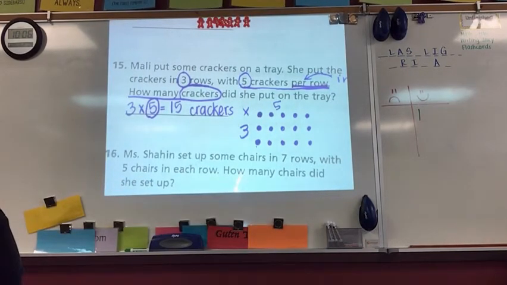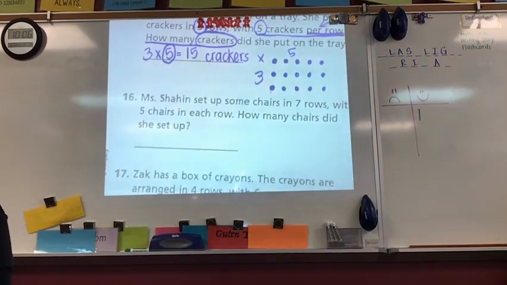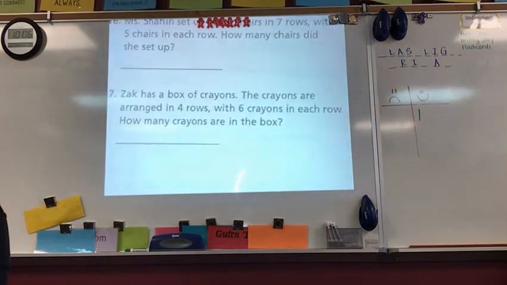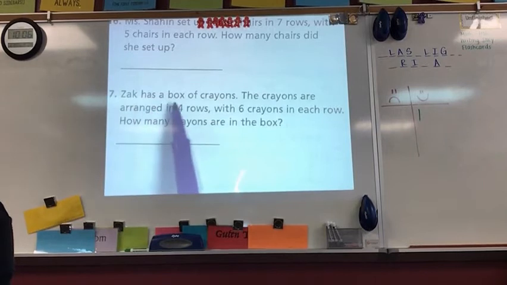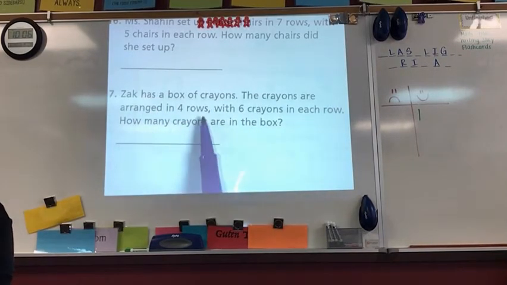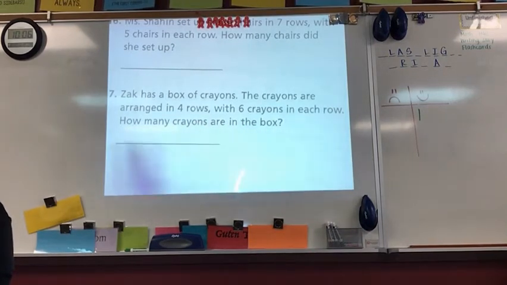And we are going to move to number 17. Number 17, it's about Zach. Zach has a box of crayons. The crayons are arranged in 4 rows with 6 crayons in each row. How many crayons are in the box?